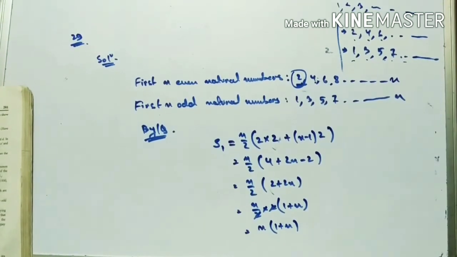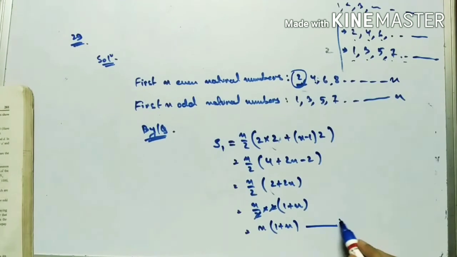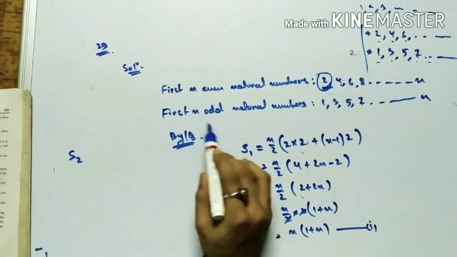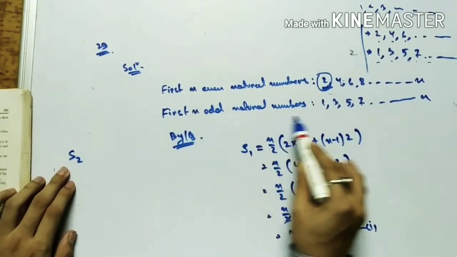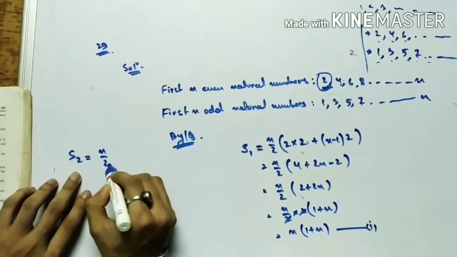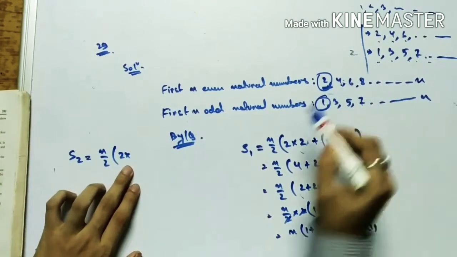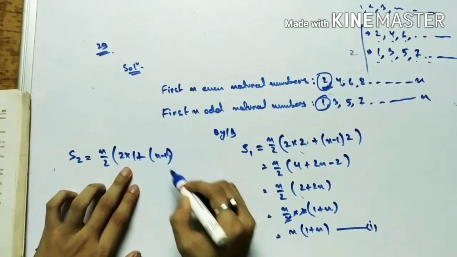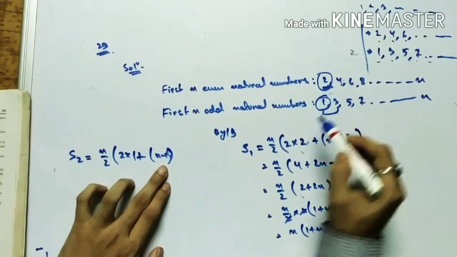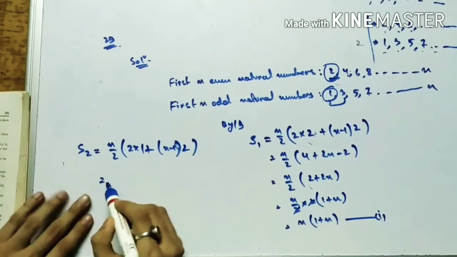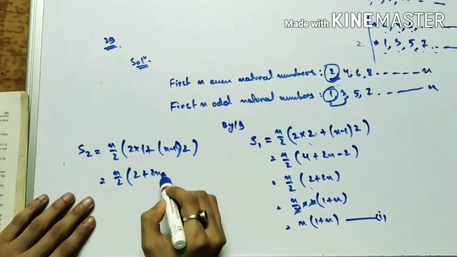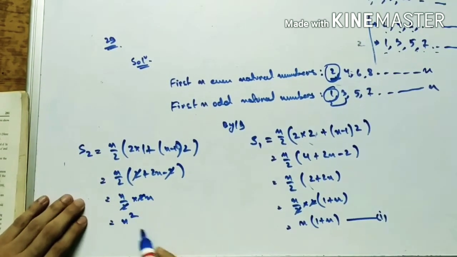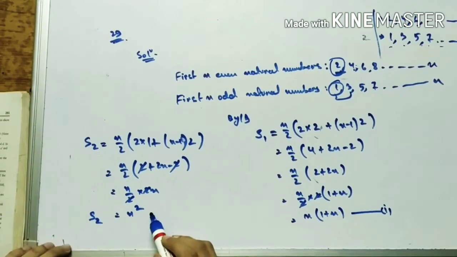This is equation 1, and next I will find S2. S2 is the sum of the first n odd natural numbers. So this will again be n by 2 [2 into the first term, which is 1, plus (n minus 1) into d]. What is the common difference? 3 minus 1, again 2. So this is n by 2 [2 plus 2n minus 2], which is n by 2 into 2n. The 2 cancels, and you get n square. So S2 is equal to n square.